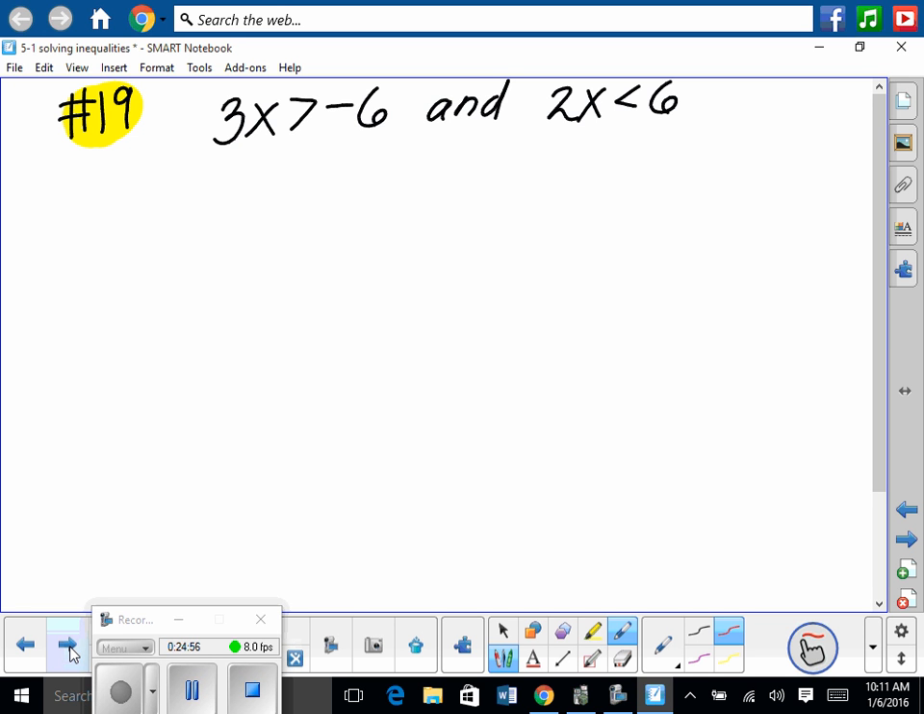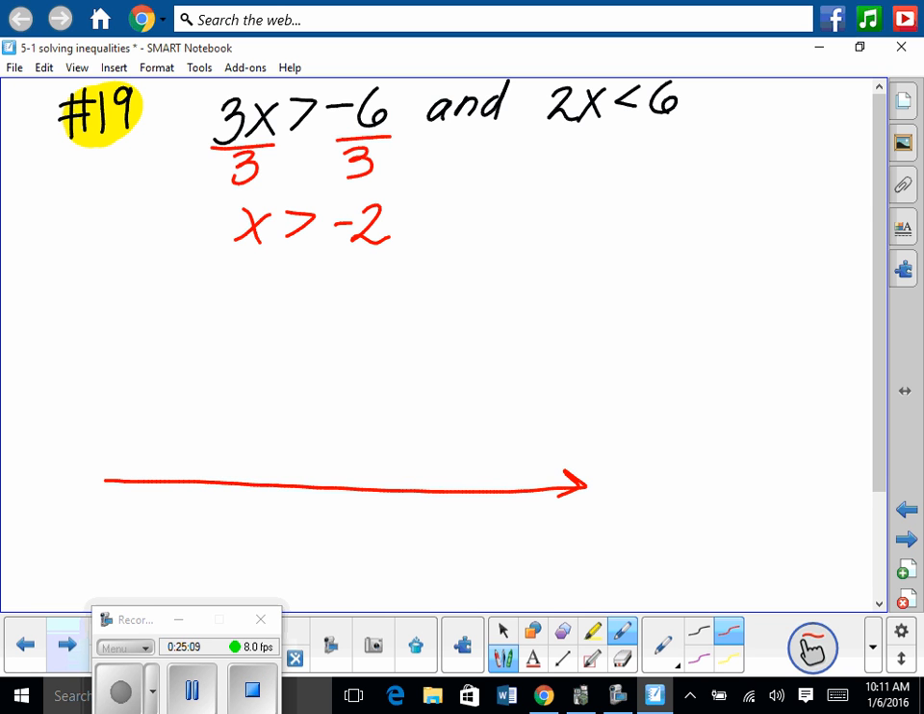Okay, so we have 3x is greater than negative 6, and at the same time, 2x is less than 6. So this is a compound inequality. And is picky. I'm just going to first solve them individually. Divide both sides by 3. x is greater than negative 2, right? So that's going to be on our number line. Now I'll solve this one. Divide both sides by 2. x also has to be less than 3 at the same time. And. So I'm just going to graph them individually.